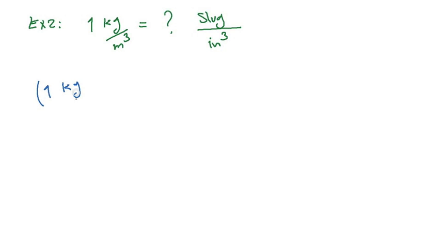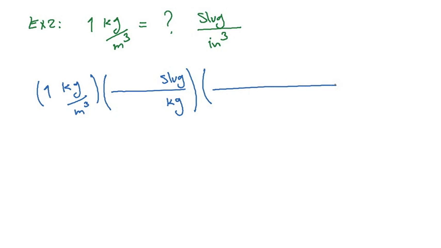In the second example, we have density magnitude of 1 kilogram per cubic meter, and we want to convert it to slug per cubic inch. We have to multiply this number by an expression with kilogram in denominator and slug in numerator, and also we should multiply it by another expression with cubic meter at the top and cubic inch at the bottom.